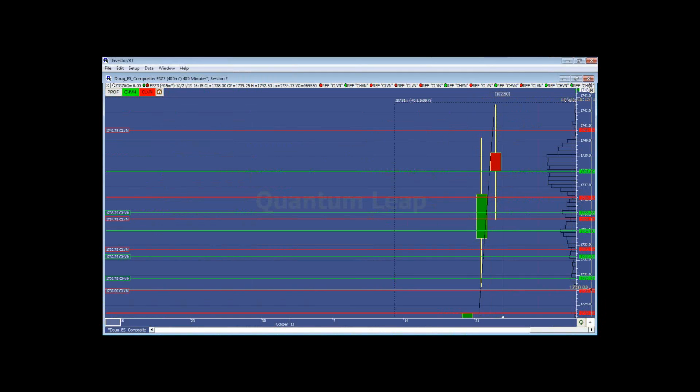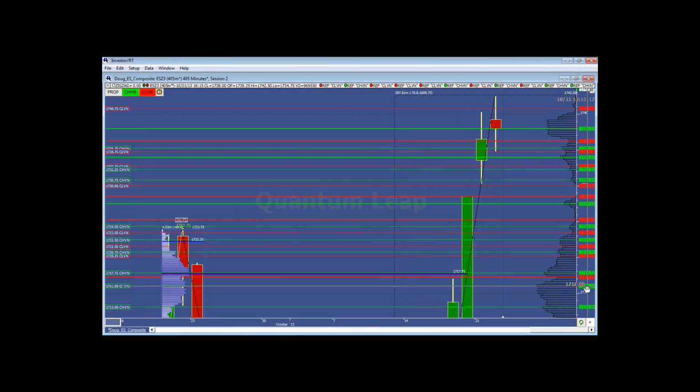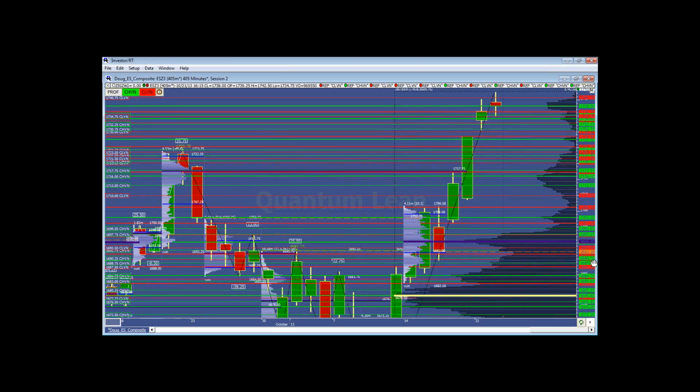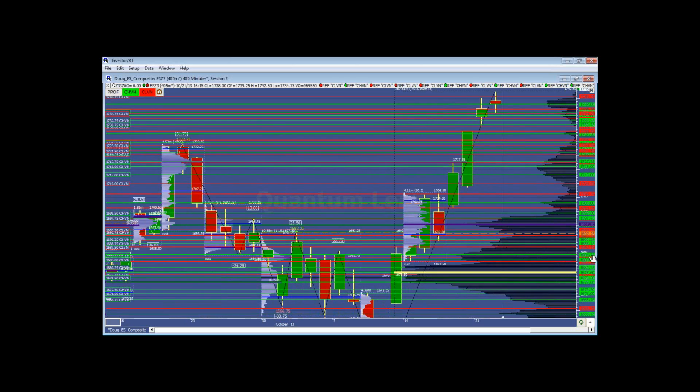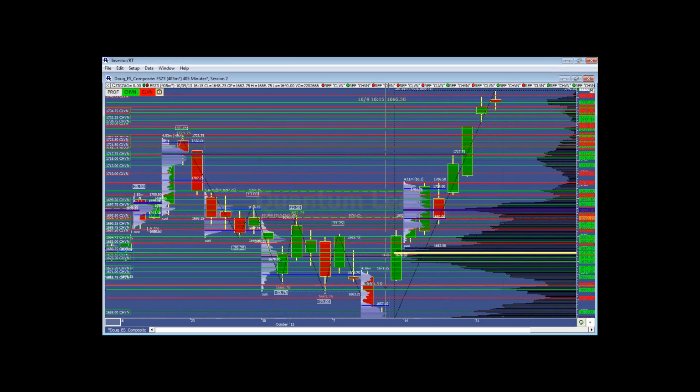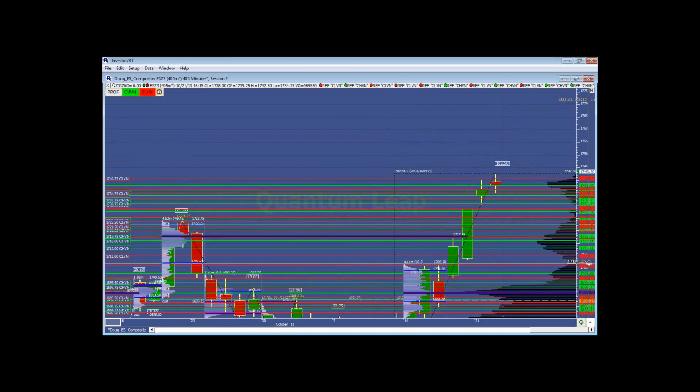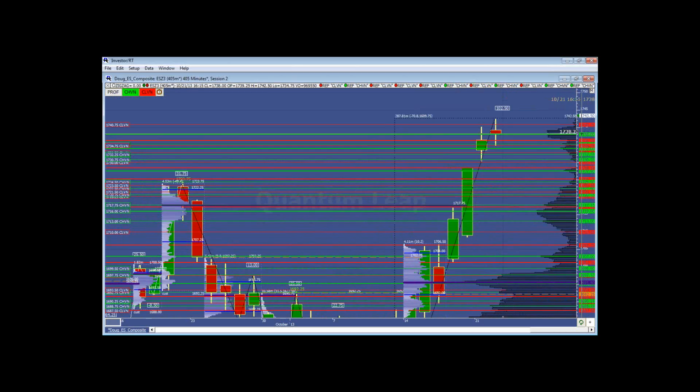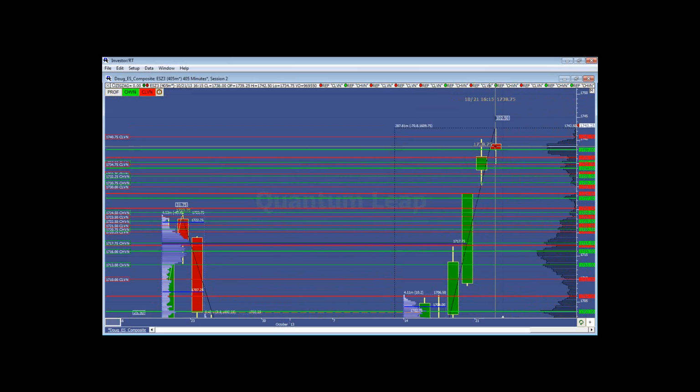Going over to the composite, we've now created these 3 gaps that still haven't been filled. We've got the gap here, we've got the gap here, and we've got the gap here. We had a move up overnight to all-time high. We've got a minor CLVN at 1740.75.